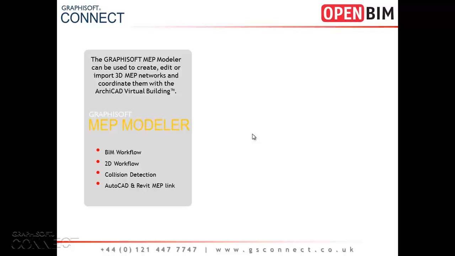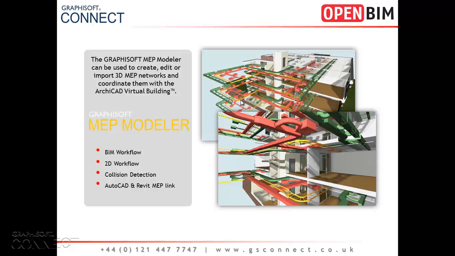Next part of the system is MEP Modeler if you're into HVAC and MEP systems. Again, this sits directly inside ArchiCAD. You can work in either 2D or 3D to create your systems. There is an inbuilt collision detection system between the MEP elements and the architecture elements, and there's also a link that allows you to import directly from AutoCAD or Revit MEP softwares.